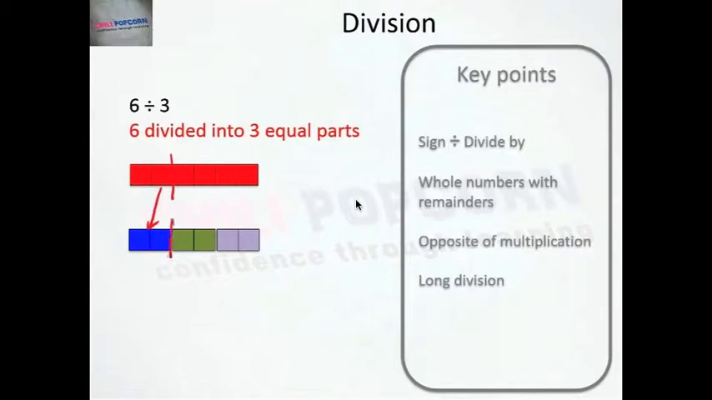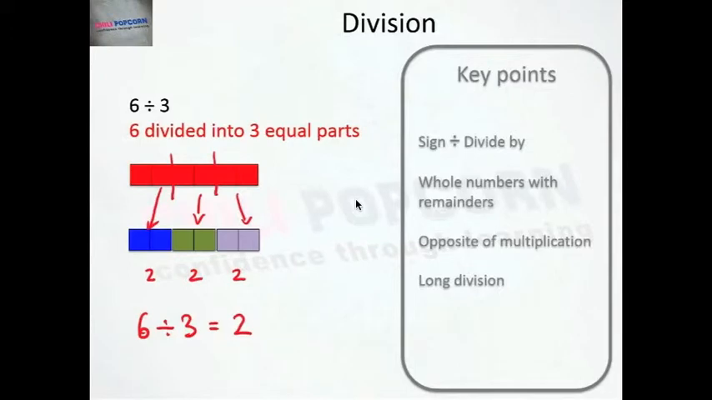Here's one part. This is another part, part 2, and this is the third part. So we have taken the 6 boxes, divided into 3 equal parts, and you can see now from the boxes that there are 2 boxes in each part. In part 1 there are 2 boxes. In the green part, there are 2 boxes, and in the purple part there are 2 boxes. So if I have 6 and I divide that into 3 equal parts, I get 2 in each part.